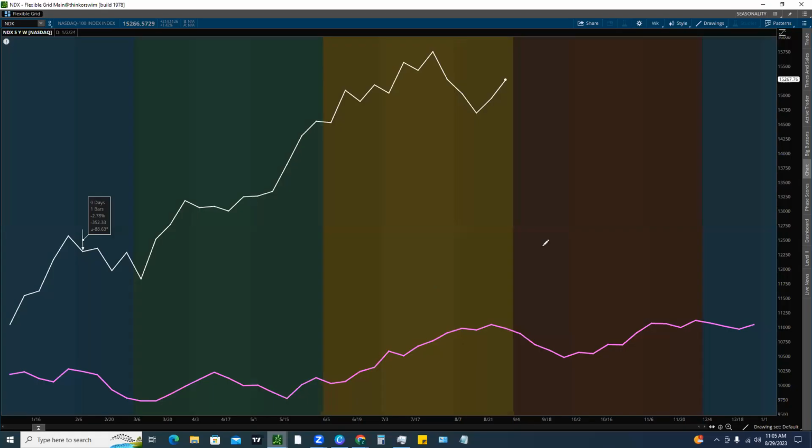Now, let's hop into the chart. So the first one we're going to break down is the NDX, the NASDAQ 100 seasonality. And again, this is our current year. So this is the summer. This yellow shaded area is the summer, red is the fall, blue is winter, green is spring. And what do we see here? What do you guys notice?